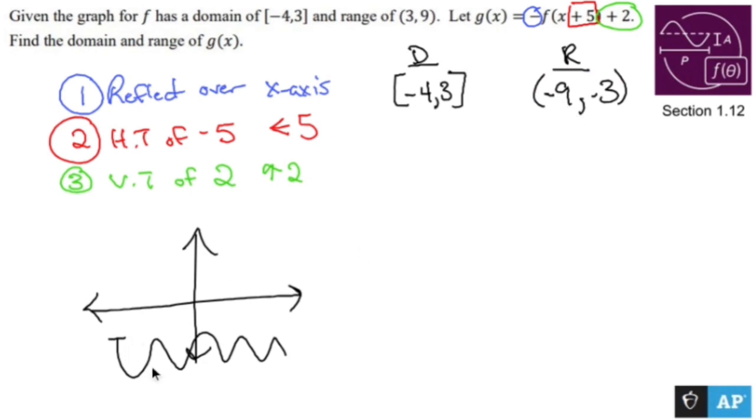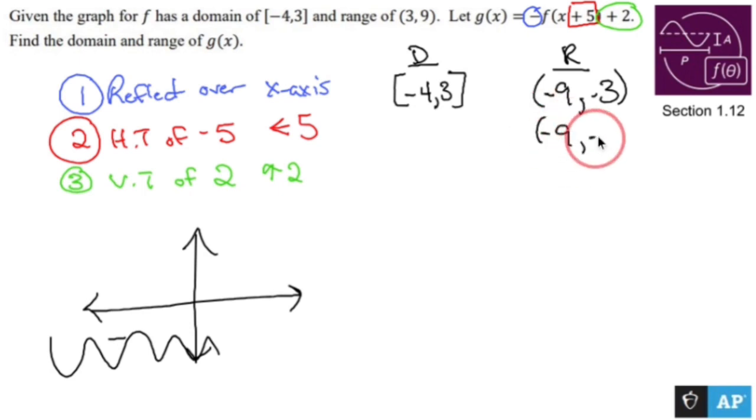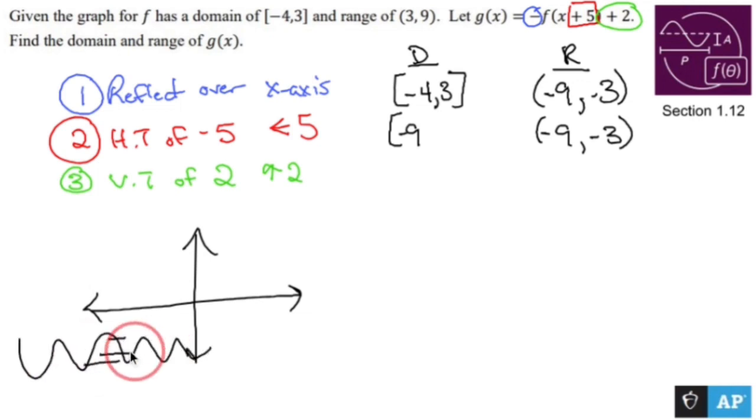Now what I do is I move 5 spaces to the left. 1, 2, 3, 4, 5. Now, how does that affect my range? It doesn't. So right now, my range stays the same. How does that affect my domain? Well, if I move left 5, that means I subtract 5 from the x values of my domain. -4 went to -9, and 3 went to -2. So maybe this picture should be a little bit more over here. Something like that.